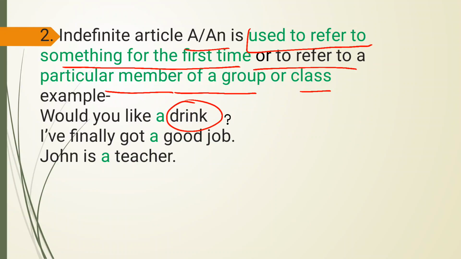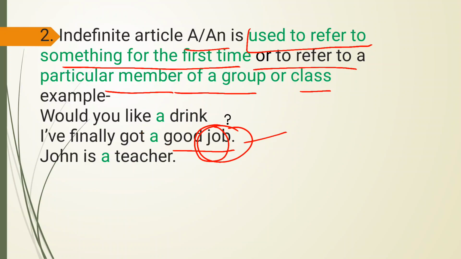Similarly, when we look at the second example, I have finally got a good job. Now we are talking about the noun job and we have not been told what kind of job he has got. And this job word is beginning with j sound, which is a consonant sound, and that is why we are using indefinite article a.